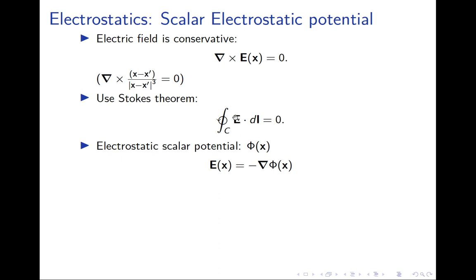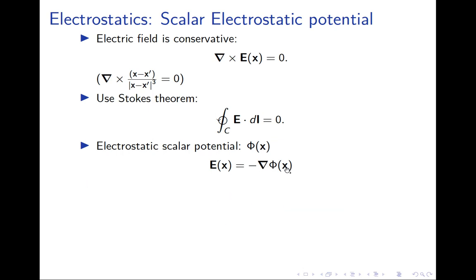Then when you integrate, the total derivative will give you the value of the integrated quantity at the initial and final points, which will be the same because it's a loop. So this will be 0. Okay, so this means that there exists something known as the scalar potential, such that the electric field is given by the gradient of the scalar potential.